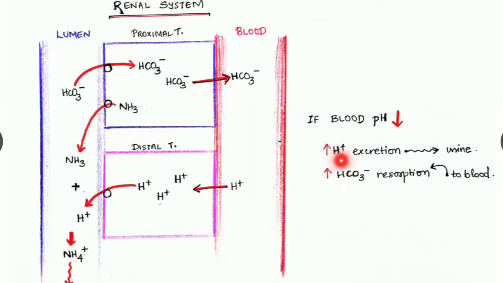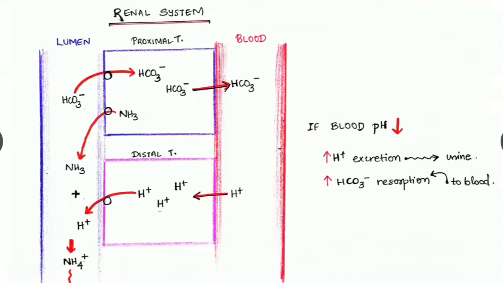Increased amount of H plus has to be excreted into the urine. That is what is happening here. It is being excreted out. And increased bicarbonate ion reabsorption into the blood. Yes, that is what is happening here. It is reabsorbed back into the blood. So this coming back into the blood gives a more alkaline nature, whereas this proton being sent out of the blood decreases the acidity in the blood. This is what is happening in the renal system to maintain the blood pH.